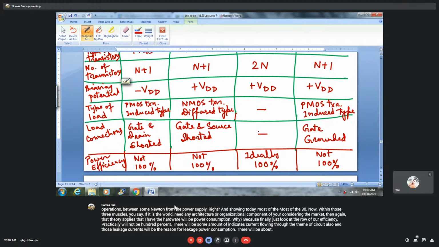And if you compare the leakage power consumption values of different CMOS circuits, then again that old theory applies: whichever CMOS circuit is having a higher number of transistors or higher amount of hardware within it will have a higher tendency of leakage current flowing through it, or higher amount of leakage power being drawn by it. Did I make the thing clear or not?